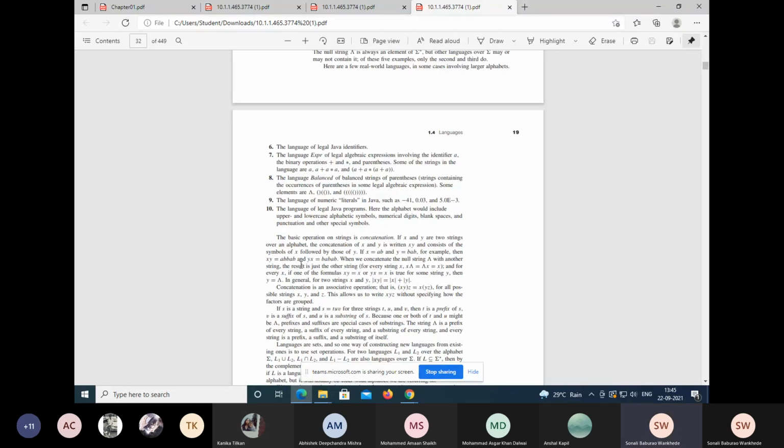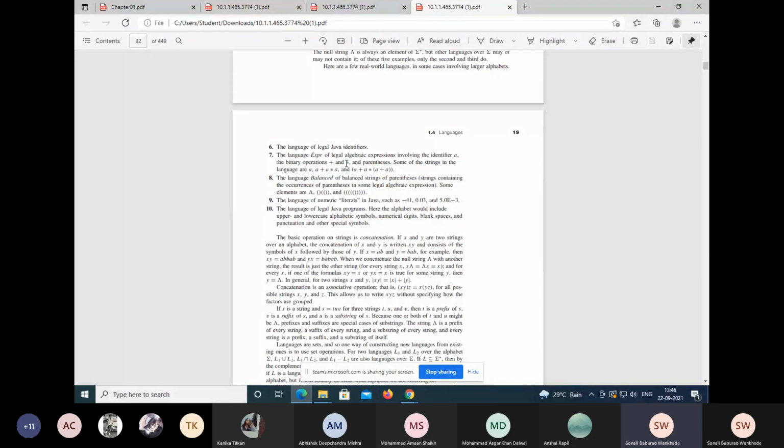Like you can see, the language of legal Java identifiers is a different language. The language of legal algebraic expressions involves the identifier a, the binary operations plus and multiplication, and parentheses. Some of the strings in the language can be a plus... What it basically means is that you have certain operations and certain identifiers like a or b. In this case, they are using the identifier a and the binary operations plus and multiplication.